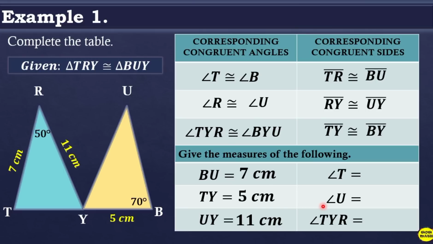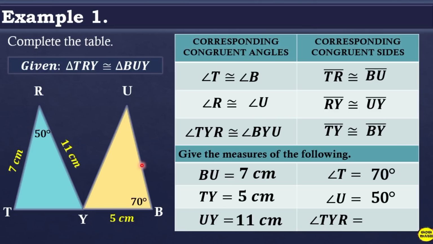Let's proceed to the angles. Your angle T is congruent to angle B, so this is also 70 degrees. Your angle U is congruent to angle R, based on our corresponding congruent angles. Therefore, your angle U is also 50 degrees.